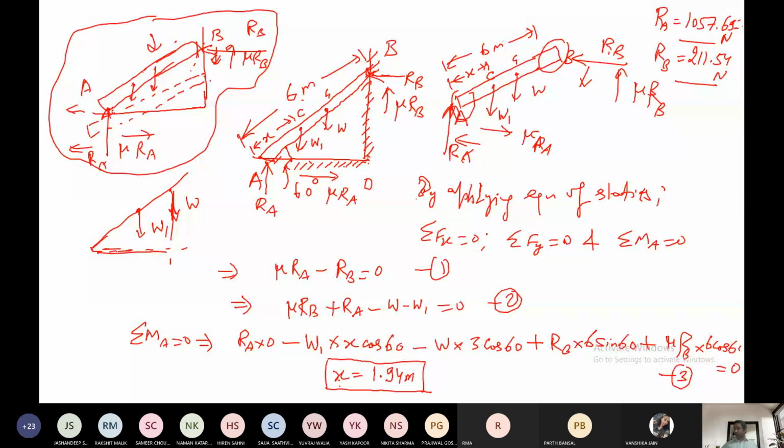So this ladder problem is very important because in the examination this problem can also come. So are you able to find the solution of this answer? Sir, RA is 1057.6. Yes. On the right side you can see.